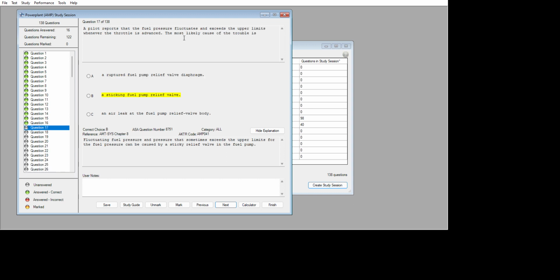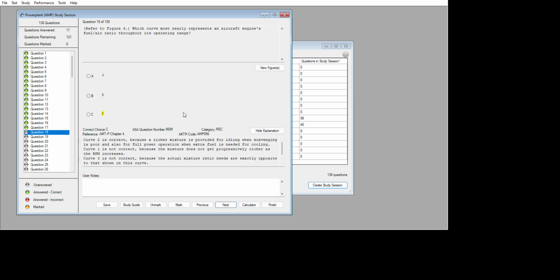A pilot reports that the fuel pressure fluctuates and exceeds the upper limit whenever the throttle is advanced. The most likely cause of the trouble is a sticking fuel pump relief valve.